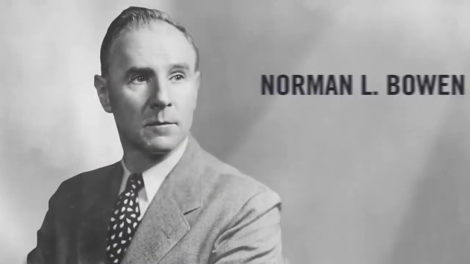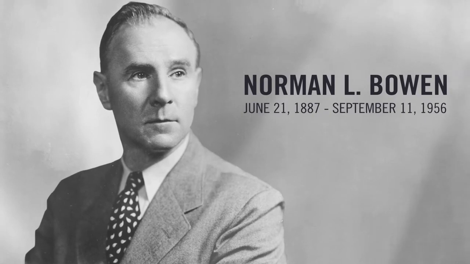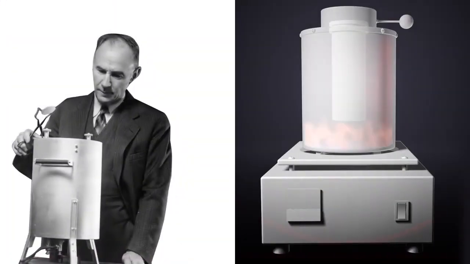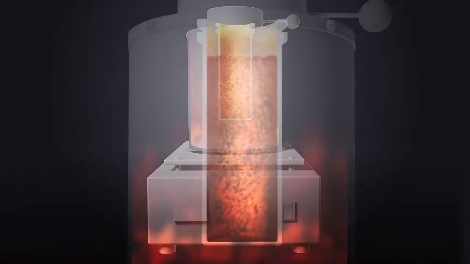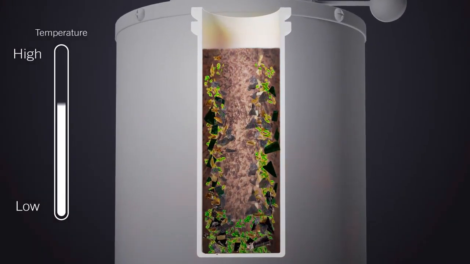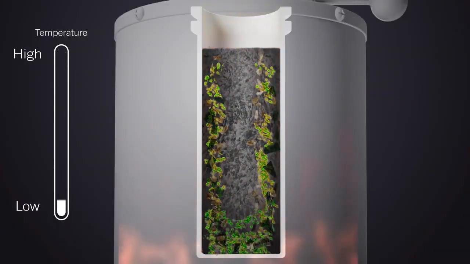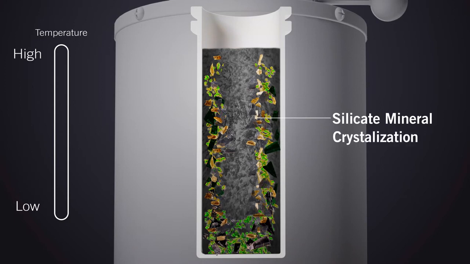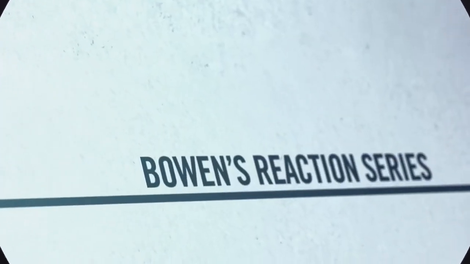In the early 1900s, a Canadian geologist named Norman L. Bowen designed a laboratory experiment where he cooled molten rock, magma, and monitored how the mineral composition of the solidifying igneous rock changed through a range of temperatures. What he observed was a repeatable, predictable sequence of silicate mineral crystallization that we now know as Bowen's reaction series.